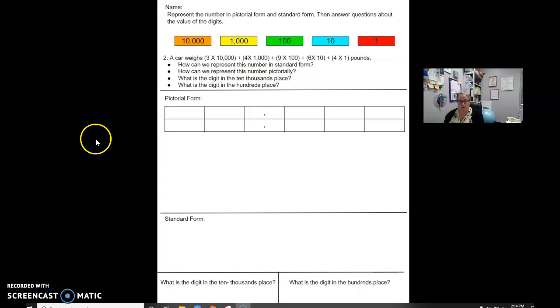For your second question, you're going to do the same thing. So you're going to represent the number pictorially and in standard form. You have your place value discs to help you. So here's what the question says.